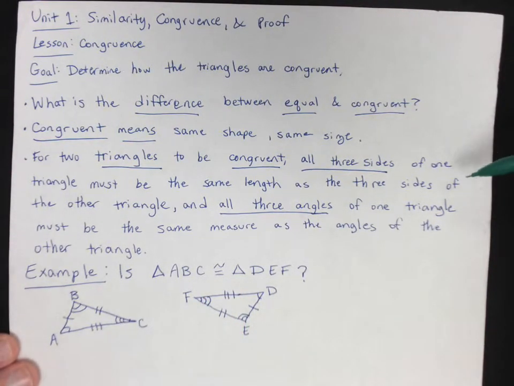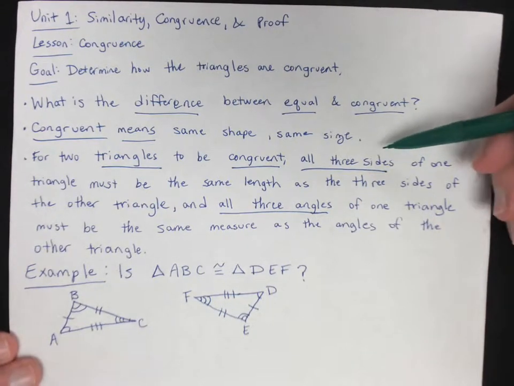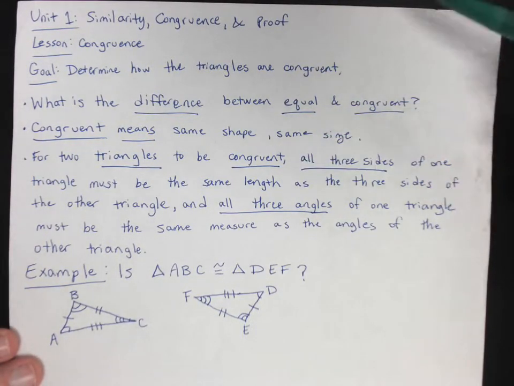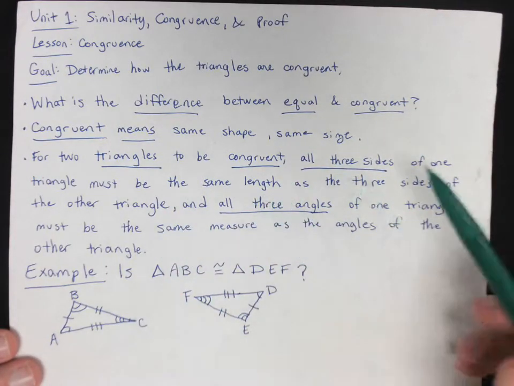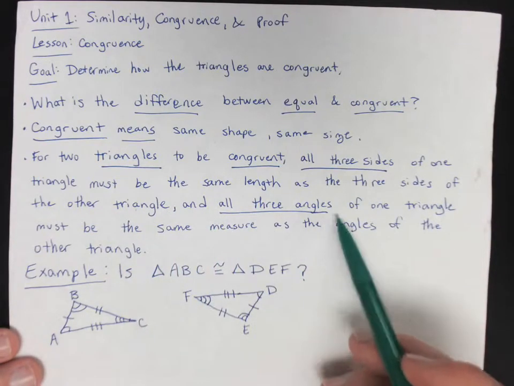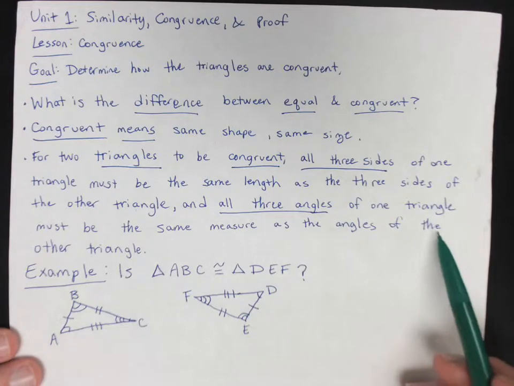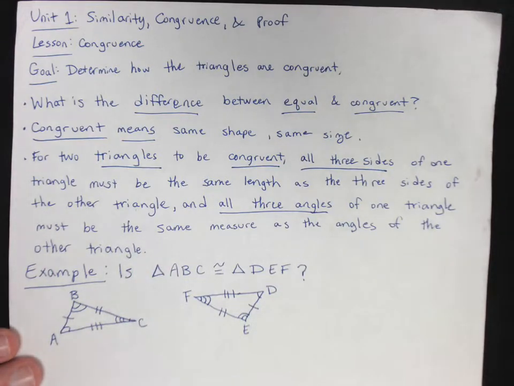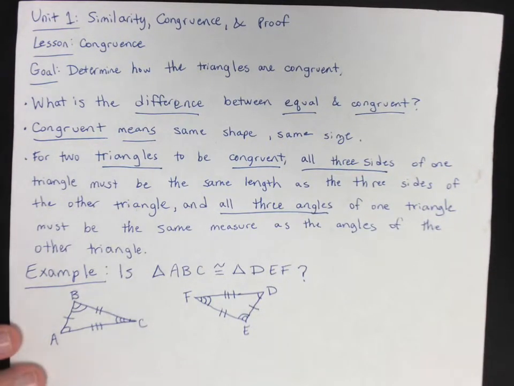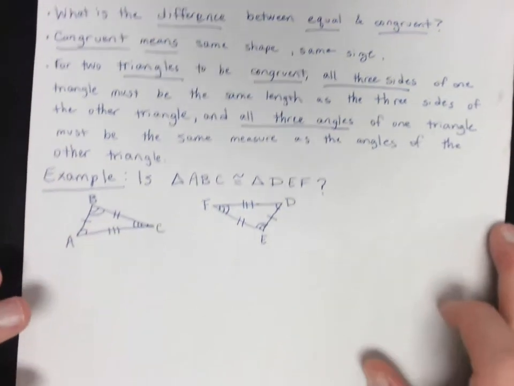All right, for two triangles to be congruent, this is a lot, so make sure you take it all in, write it down carefully, don't get your words mixed up. For two triangles to be congruent, all three sides of one triangle must be the same length as the three sides of the other triangle. And all three angles of one triangle must be the same measure as the angles of the other triangle. So that basically should make sense to you. All the sides must be the same and all the angles must be the same. Let's look at an example and see if these are actually congruent.